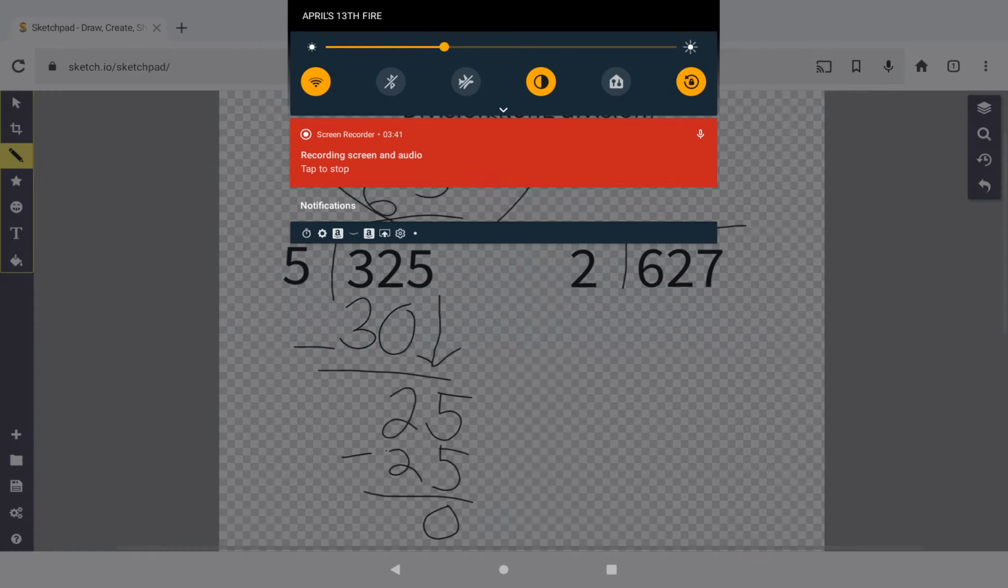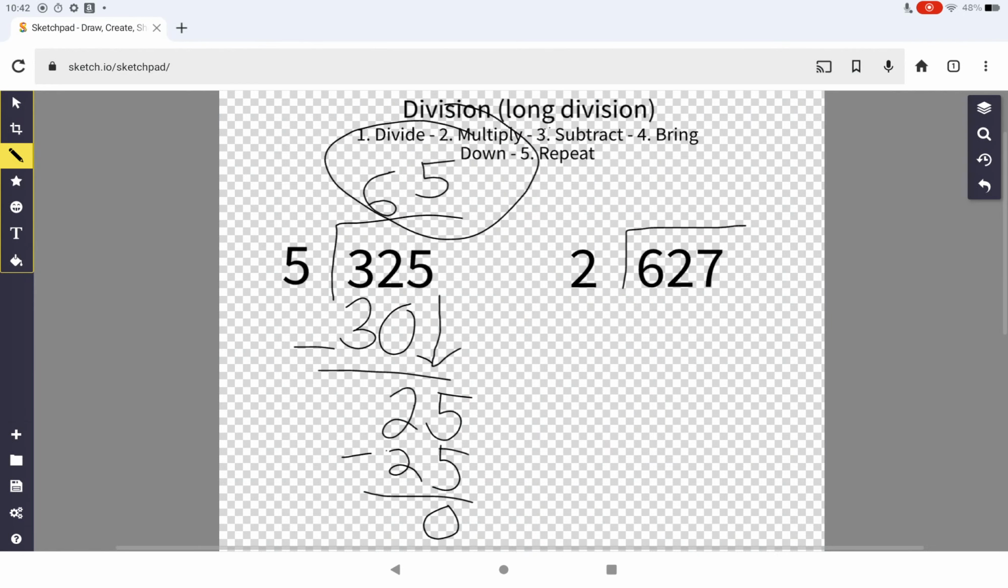Now we're going to move on to number 2: 627 divided by 2. We do the same thing. This time we do 6 divided by 2, which is 3. Then 3 times 2 is 6. Subtract and you get 0, then bring down the 2, and 2 divided by 2 is 1. 1 times 2 is 2, subtract to get 0, and bring down the 7, because you always bring down after you subtract. Then you get 17.